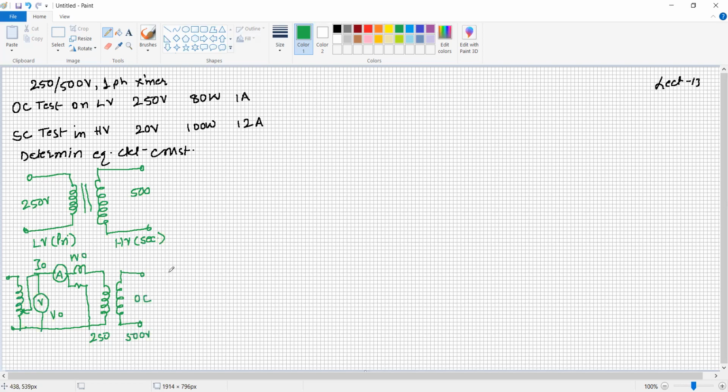So from this open circuit, OC test, the parameters will be shunt parameters: inductance, and resistance which indicates the core loss, the active power loss in core, IC, R0, I mu, X0, and the current is I0. Okay, so these are the things we are going to find out.